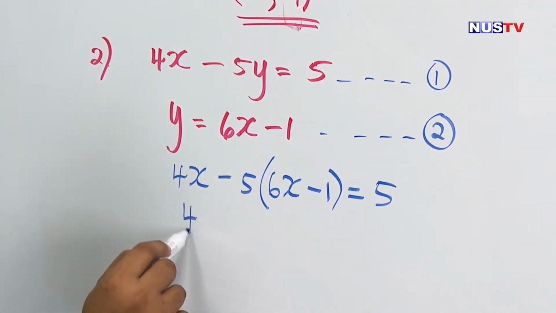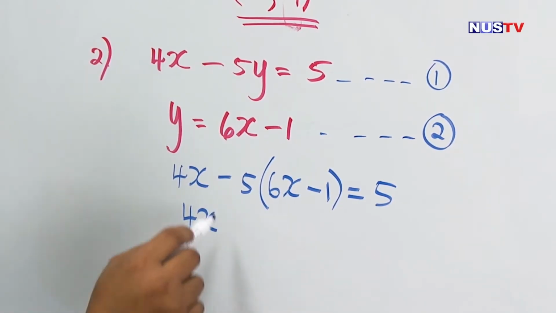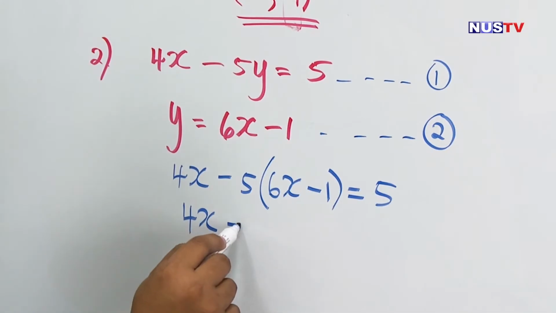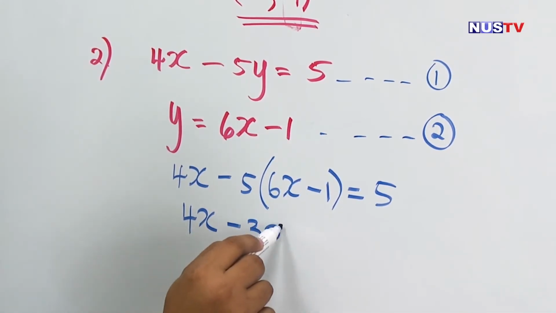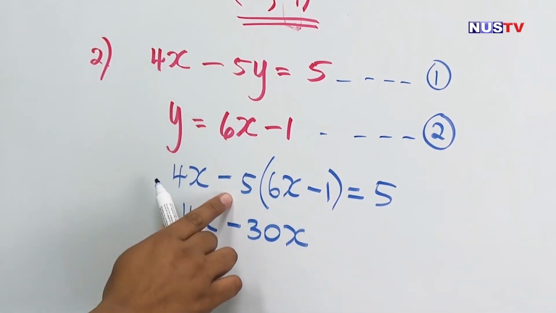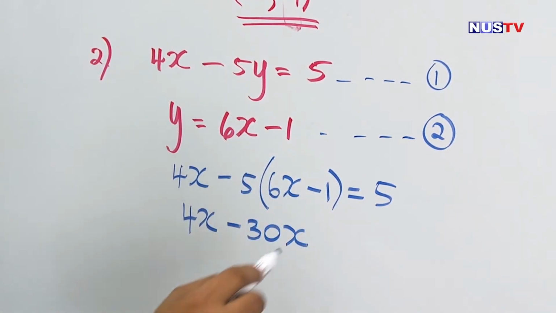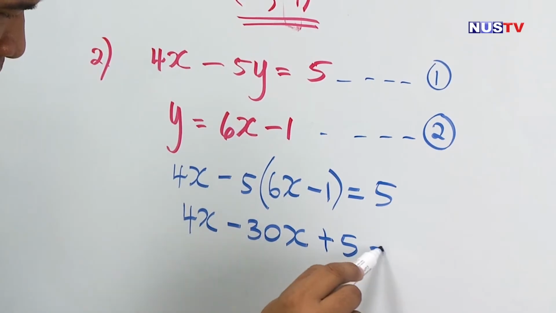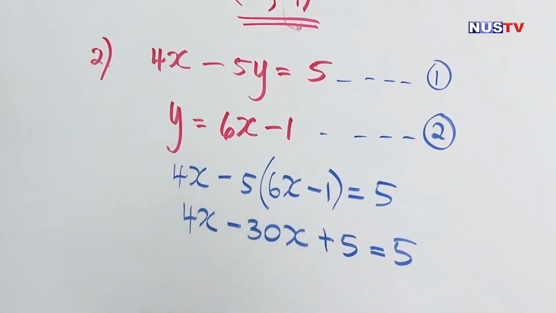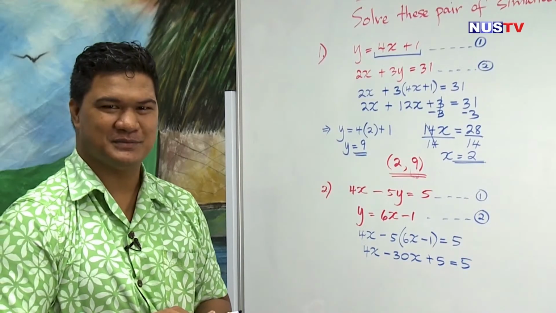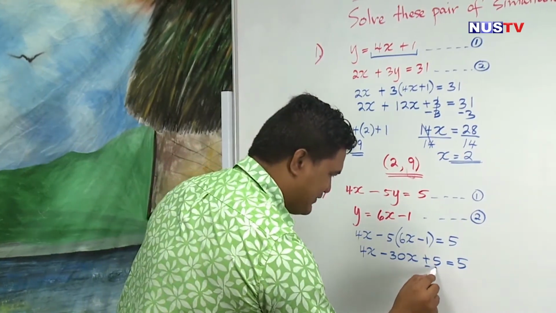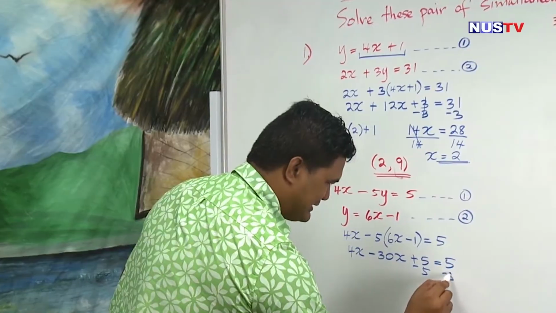So continue with our calculation. So 4x, negative 5 times 6x, that will be negative 30x. Negative 5 times negative 1, that will be positive 5. And all of that will be equal to that 5 on the other side of the equation. So now we are going to minus 5 both sides.